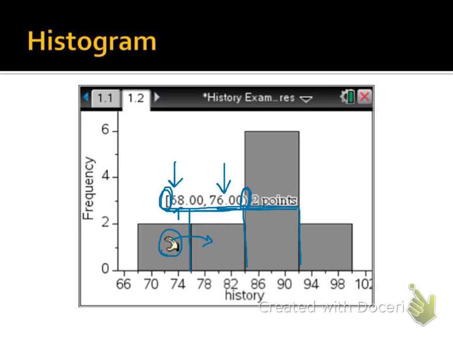Okay, so it's a little bit strange the way that they show this on the TI Inspire, but they are showing the same thing that we had in our frequency table. This is still an interval from 68 up until 75, because the 76 is not included. And then you can see here that my bar represents 2 points, which you can see from the graph itself, but it's also telling you here when you put your cursor over it. Okay?